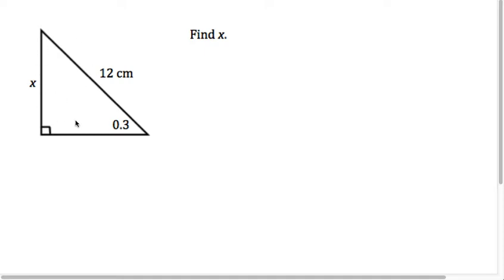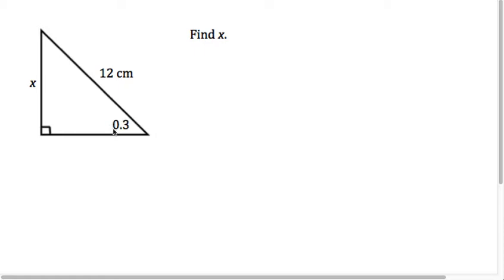In this right angle triangle, the side here is x, which we are supposed to find. Hypotenuse is 12, and this angle measure here is 0.3. When there is no degree sign, then you know this angle must be in radian. So we are going to just set up a trigonometric equation just the same as before. We can use normal SOHCAHTOA because this is a right angle triangle.